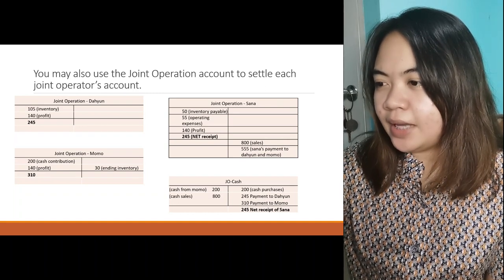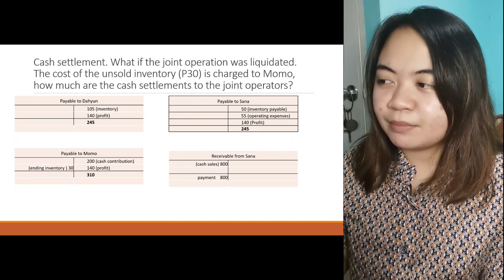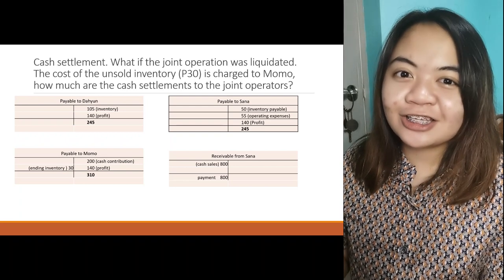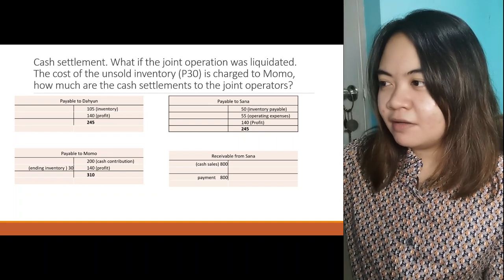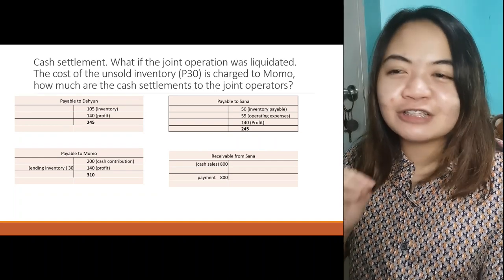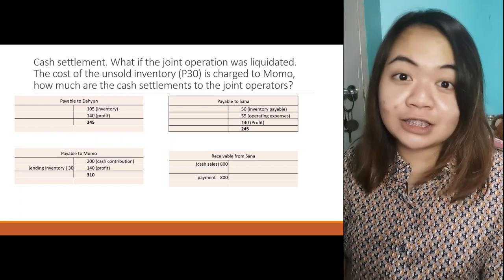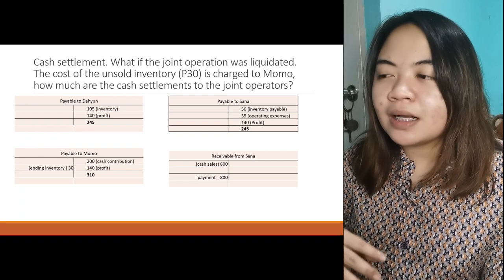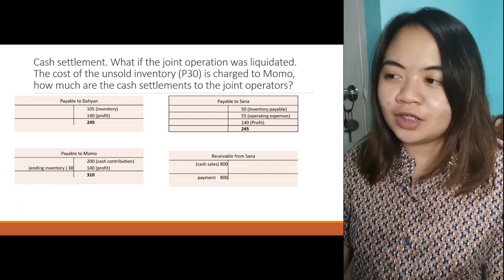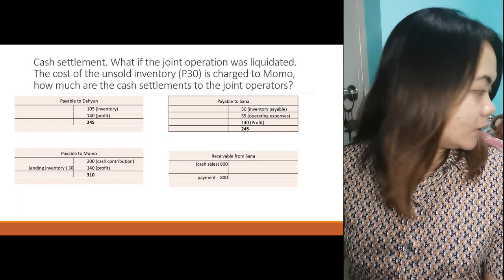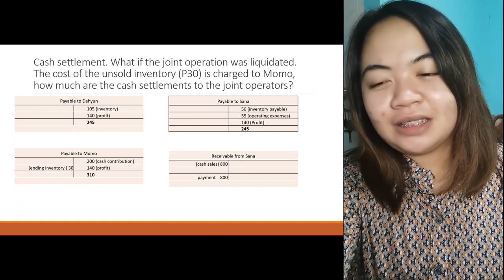Let's analyze. When you add, Sana's total payment is Dion's 245 and Momo's 310. That's what she will give to the operators. So 245 plus 310 is 555. Sana will pay 555 to Dion and Momo respectively as their net receipts. You can also get it by taking the receivable from Sana of 800 and subtracting 245. If I'm not mistaken, you'll get 555.